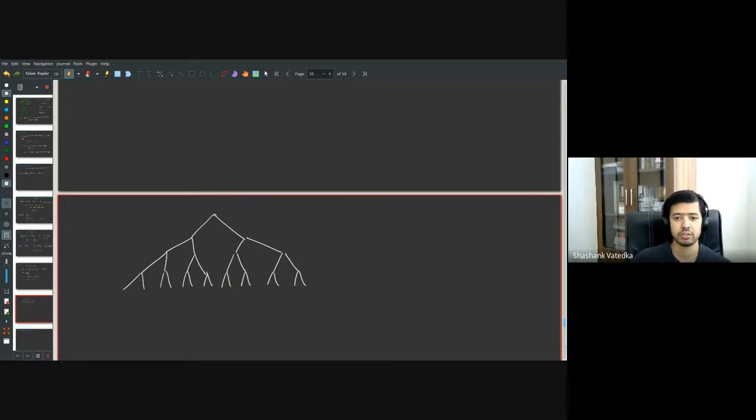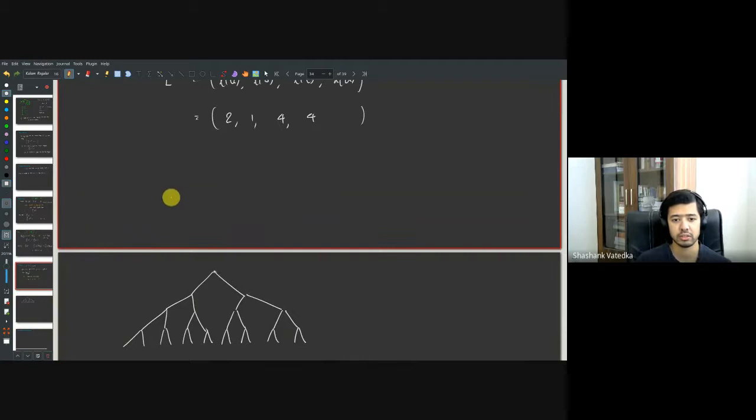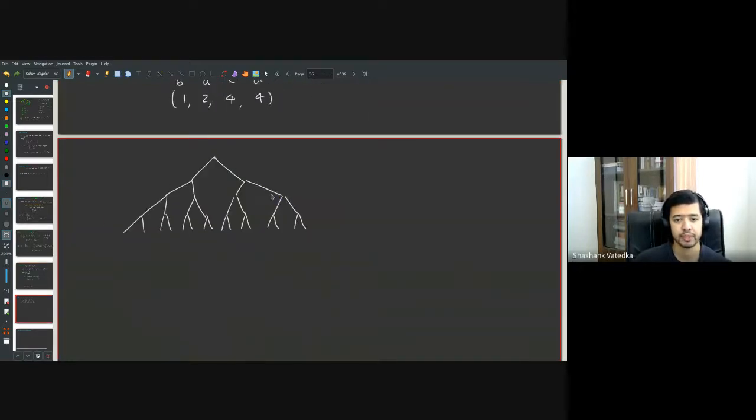All right, so let's order the lengths in increasing order. So 1, 2, 4, and 4. So this is for B, A, C, and D. All right, so you start from the root. You have to construct a code word of length 1. So let's call this the first code word.